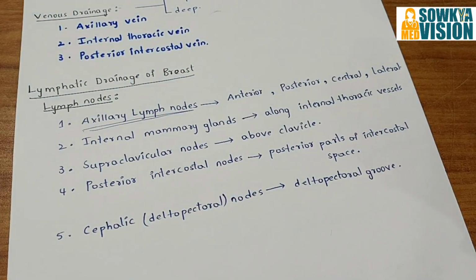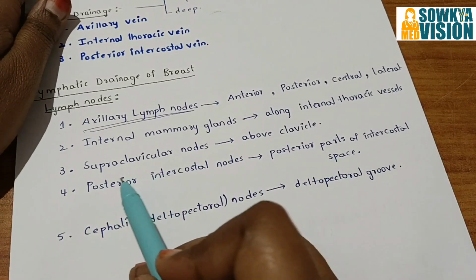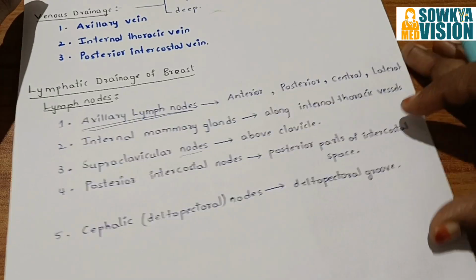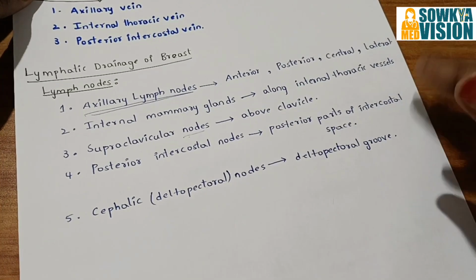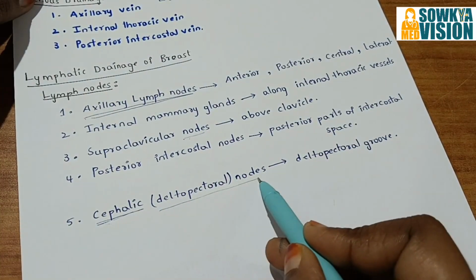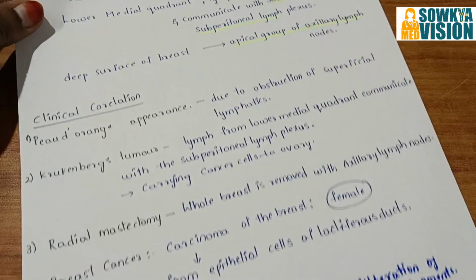The axillary group contains 4 groups: anterior, posterior, central and lateral. Then the internal mammary lymph nodes, along the internal thoracic vessels. Then the supraclavicular lymph nodes. Supraclavicular means above the clavicle, so these nodes are present above the clavicle. Then the posterior intercostal nodes, present posteriorly. The last one are the cephalic or deltopectoral nodes, present at the deltopectoral groove.